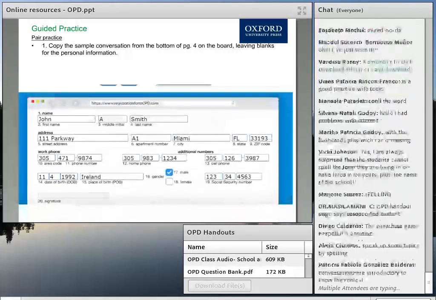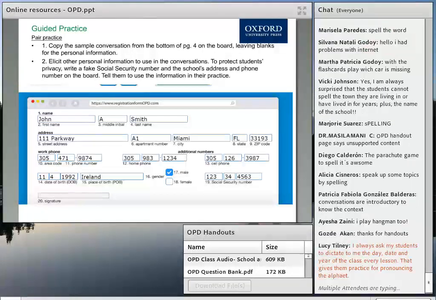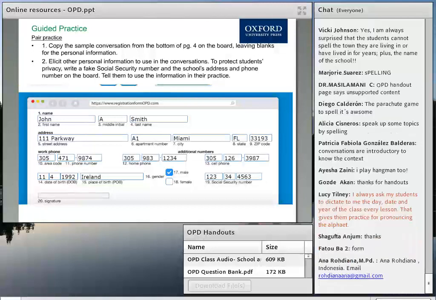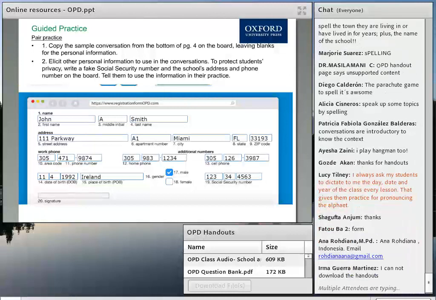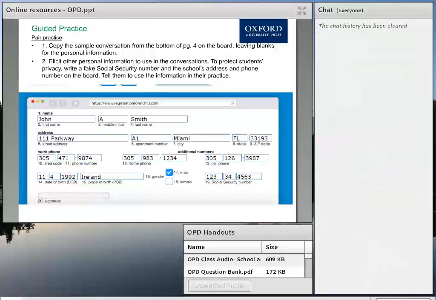So this next part says to elicit other personal information to use in the conversations. To protect students' privacy, write a fake social security number and the school's address and phone number on the board. What we're looking at in this picture is the fill-in form on this page. When you click on it, you can type your answers in, and when you close the book, they'll be saved there.